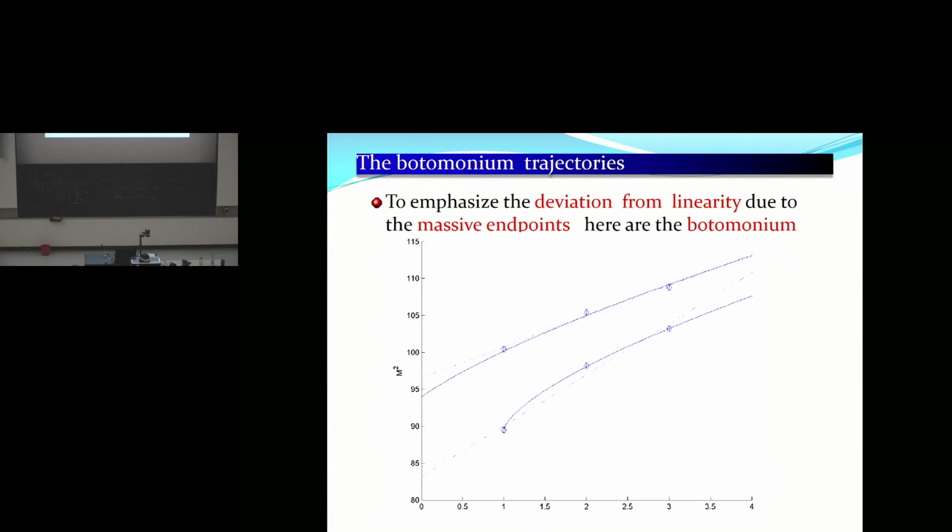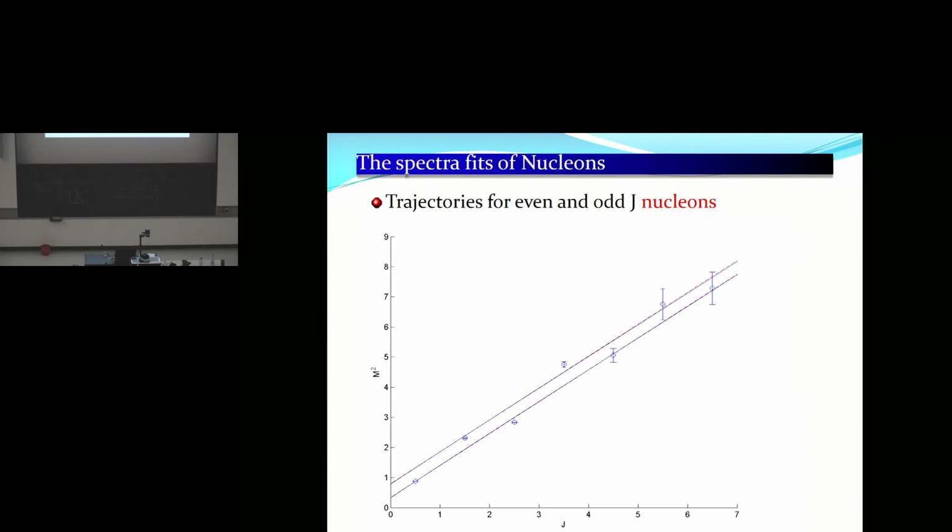I want to emphasize this deviation from linearity, so it's not the Regge trajectory. Linear Regge trajectory is clearly not for heavy bottomonium. You see that there is a very clear deviation from linearity. Now, it applies also for the trajectories of nucleons. In nucleons, for a different reason, we have separate trajectory for even and odd J, but they fit quite well, almost linear trajectories.